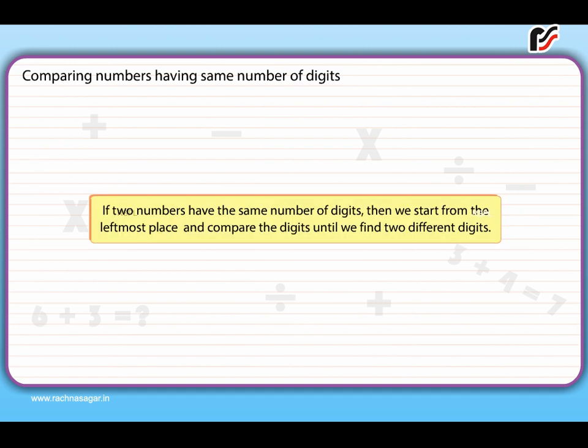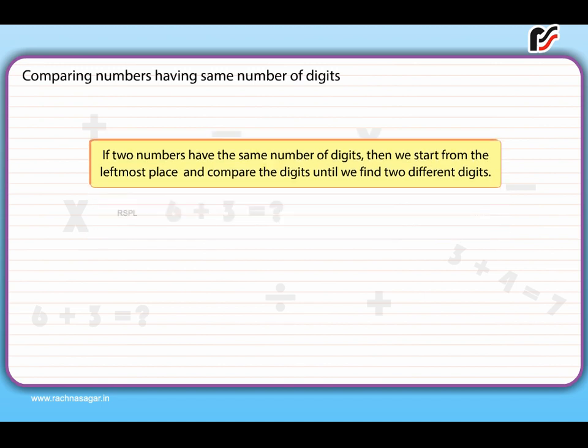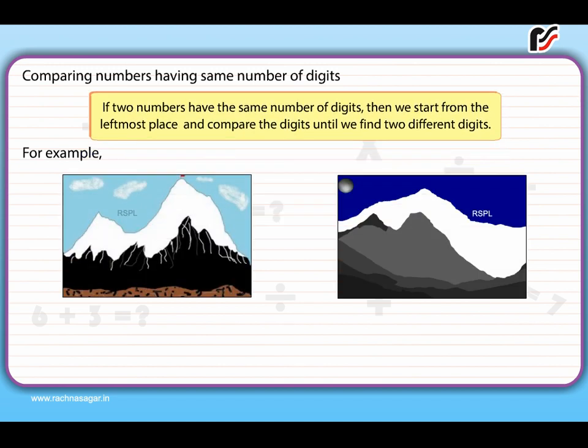Comparing numbers having same number of digits. If two numbers have the same number of digits, then we start from the leftmost place and compare the digits until we find two different digits. For example, the height of the Mount Everest is 29,030 feet and the height of the Kanchenjunga is 28,170 feet.